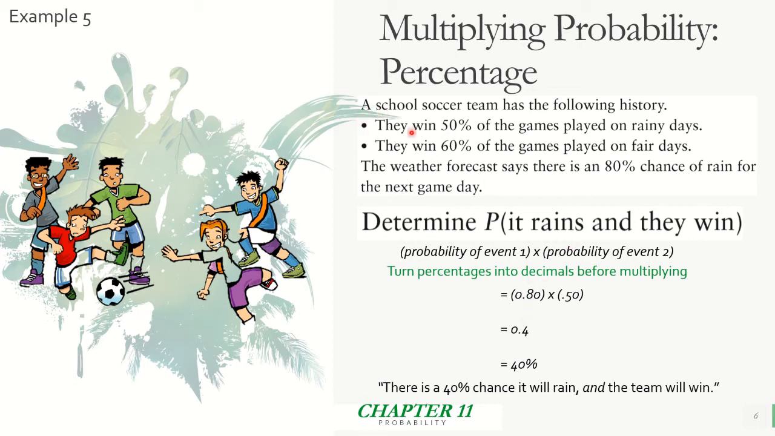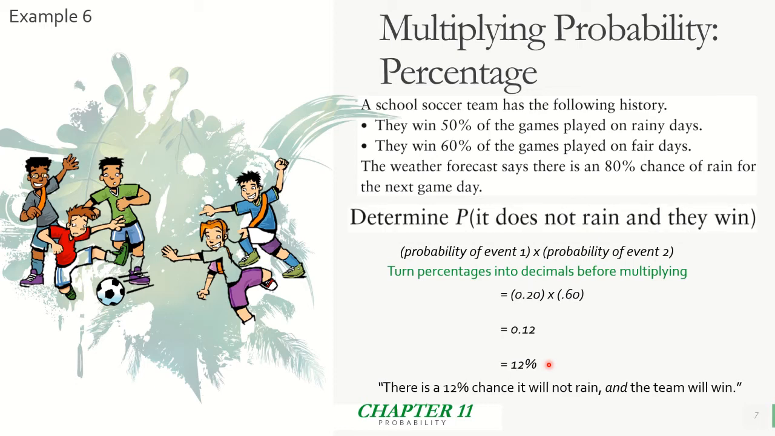And then if I go up to the statement that they win 50% of games they play on rainy days, we've got to use that number because it's raining. So the second number we use is 0.50, which is the decimal version of 50%. And I multiply those two together, I get 0.4. I will turn that back into a percentage. And the answer is there's a 40% chance that it will rain and their team will win.